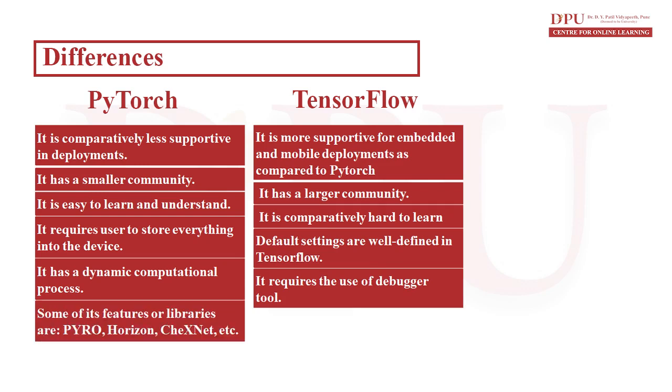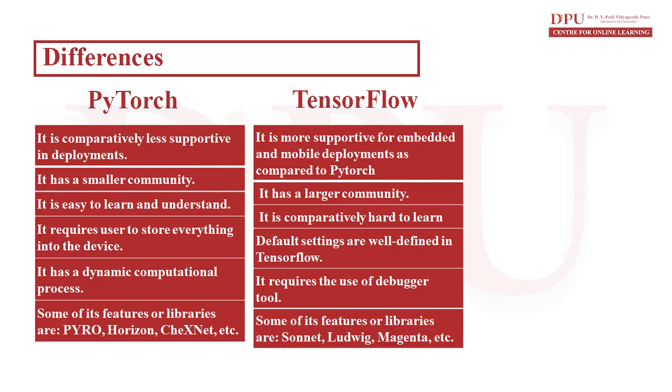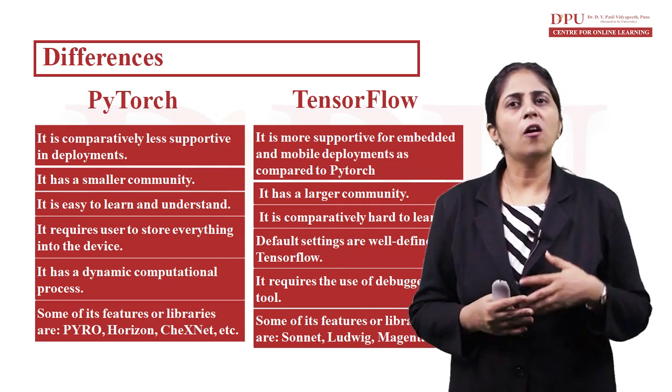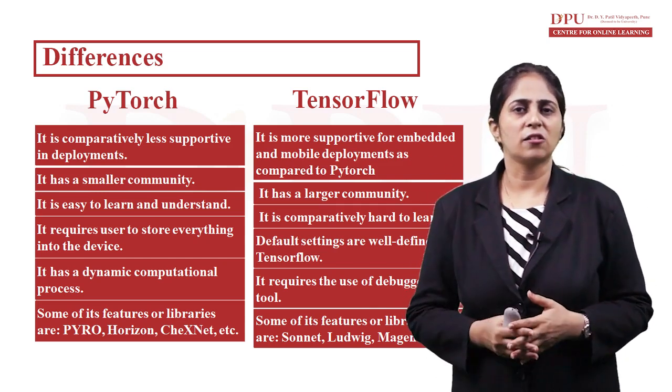If you want to know some of the libraries of PyTorch, let me give you a brief example of a few of them. In PyTorch, we have Pyro, Horizon, and others. In TensorFlow, some of its libraries are Ludwig, Magenta, Sonnet, etc. So these are some of the libraries of PyTorch and TensorFlow.